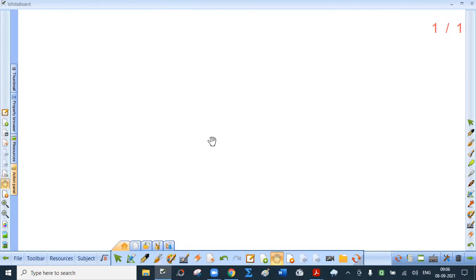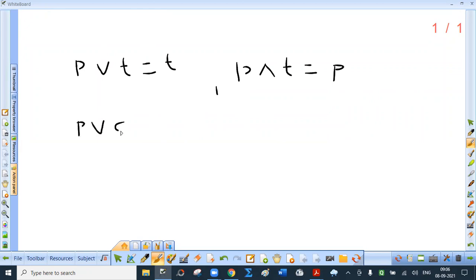Now, the last part. If small t denotes a tautology and small c denotes contradiction, can I say that P or t is nothing but t? Yes, I can. What is P and t? It is nothing but P. It is common sense. P or C is nothing but P. P and C is nothing but C.